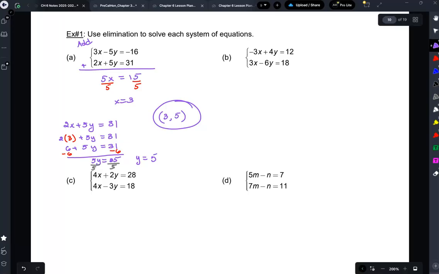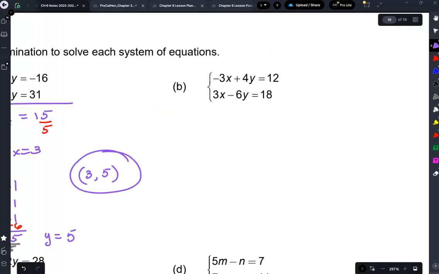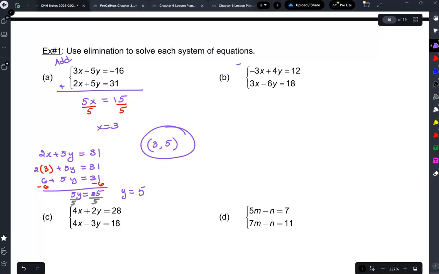So look at this one. I have a negative 3x. I have a positive 3x. So I can add these as well. All right? When do you not add? Well, when they were the same sign. Remember, we did it last time. We'll do another one. So we're going to add them. Okay? So go ahead and add this.